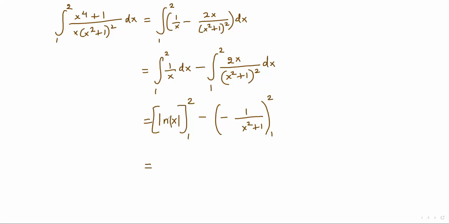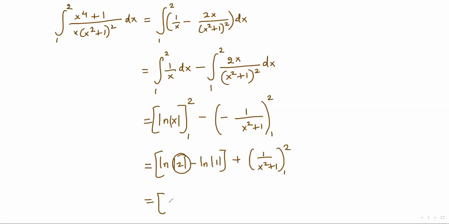Here for the first result, ln of absolute value of x, we can apply the limits 2 and 1. First I have to apply the upper limit, then I'll be getting ln of absolute value of 2. I have to take the negative sign. Now for the same result, I have to apply the lower limit, then I'll be getting ln of absolute value of 1. Here negative times negative will become positive. 1 over x squared plus 1, with limits 1 to 2. Here ln of absolute value of 2 is just ln 2, and ln of absolute value of 1 is just ln 1.